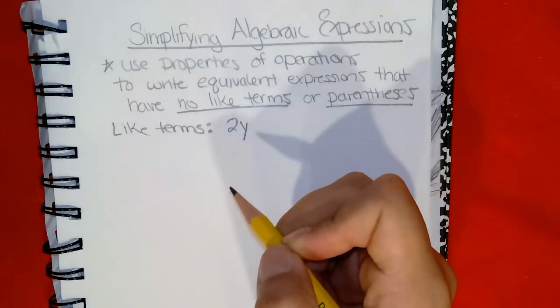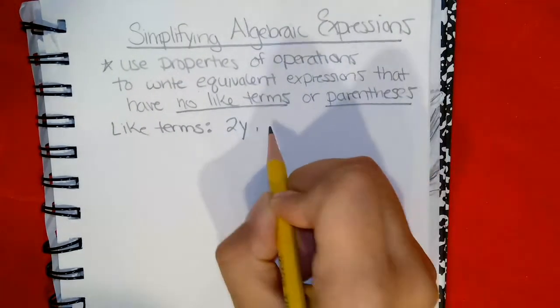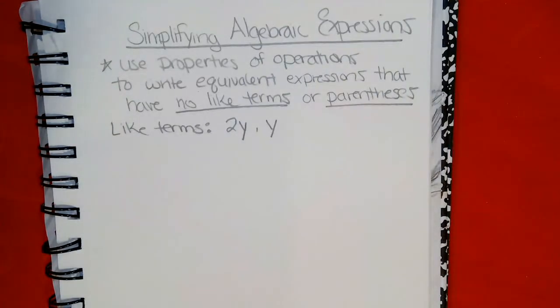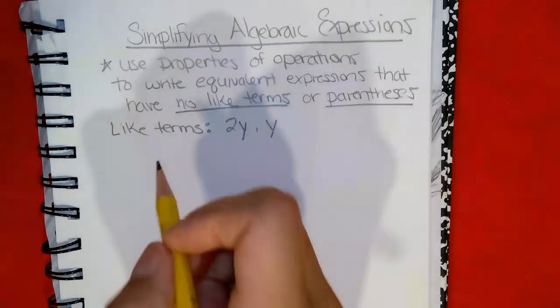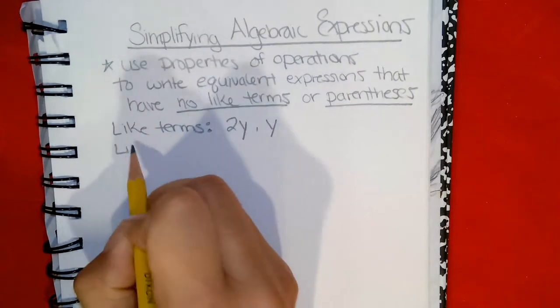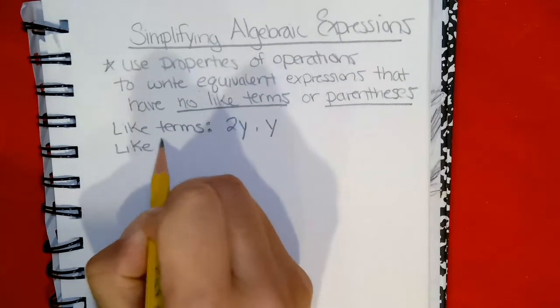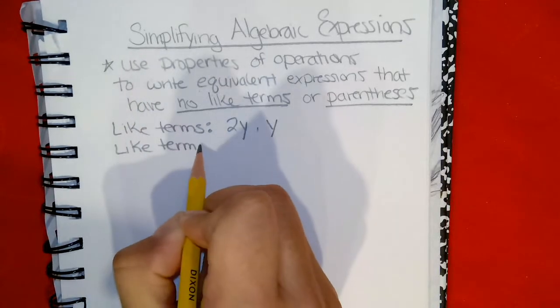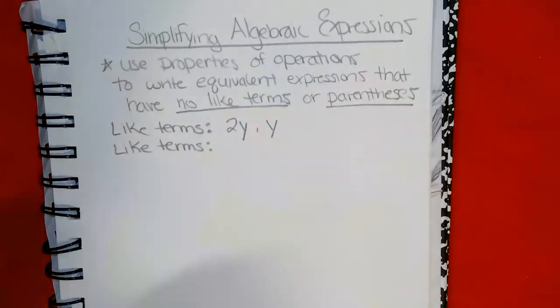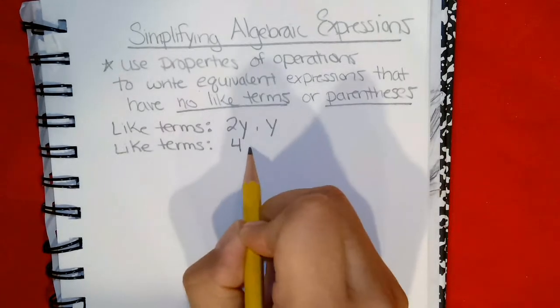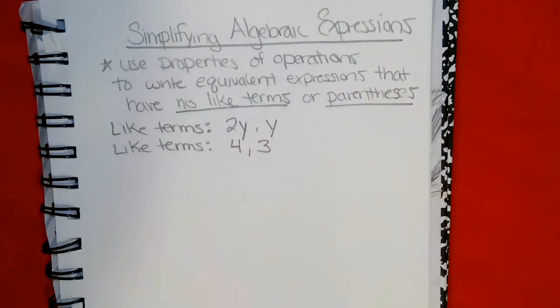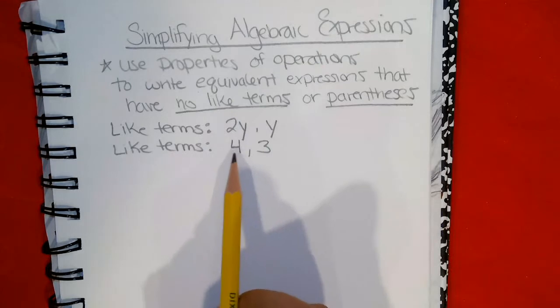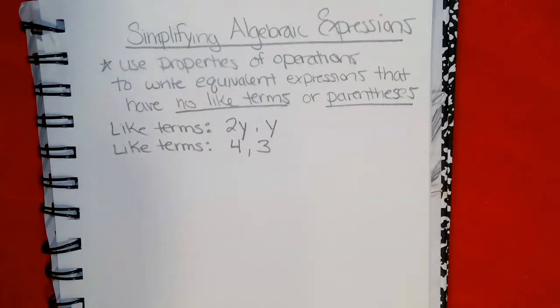2y and y are like terms because they both have the variable y. A like term does not have to have a variable though. So another like term could just be a whole number. So for example, 4 and 3. Those are like terms because they are both whole numbers.